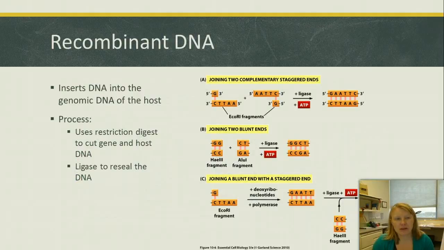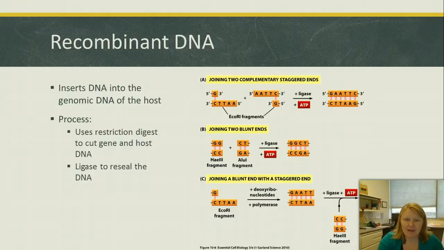So when we start with recombinant DNA, which is what we call the DNA that's been modified, we take DNA and we insert it into the genomic host of the DNA. So this is where that fragment would get incorporated into the genomic DNA of that E. coli. And what we do for this is we use restriction digests. We use those nucleases we talked about in the last topic, cut the gene and the host DNA, and then stick it back together so that they come together with this new sequence in there. Ligase then is used to help seal that up.